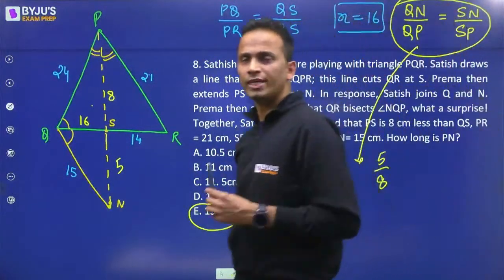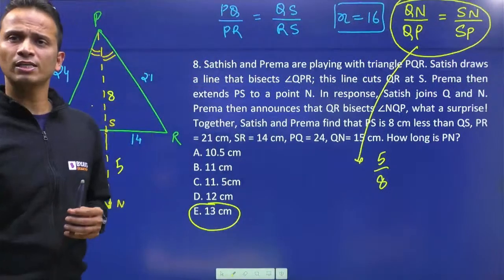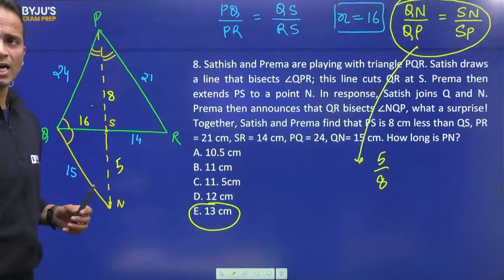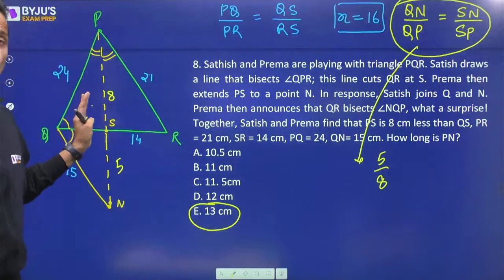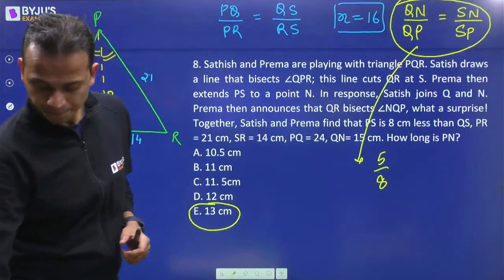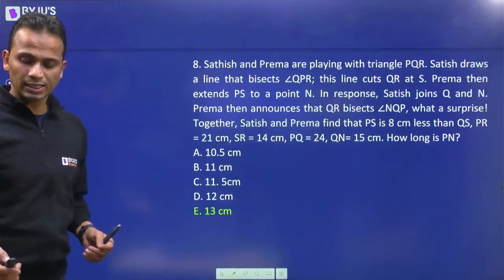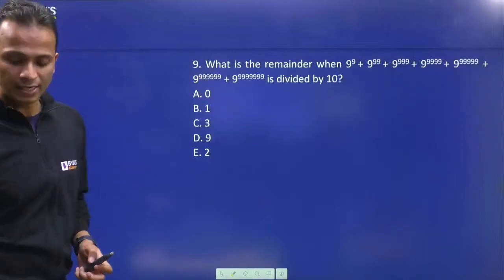Okay. So Vijay, yes, your answer is correct. Keshav, your answer is correct. Vineet, 11 answer nahi hai. Please check what mistake you have made. Okay. So 13 is the correct answer. Let's move on. Look at question number 9.